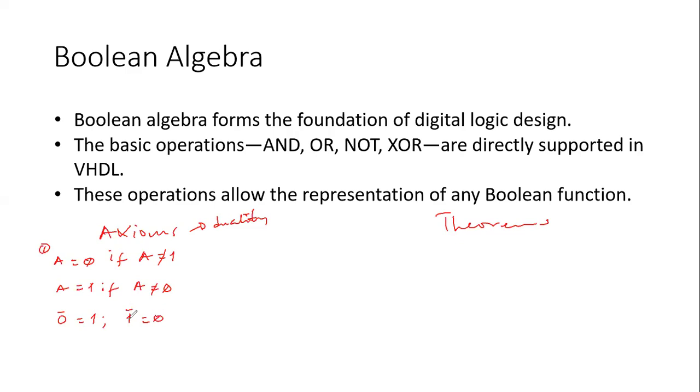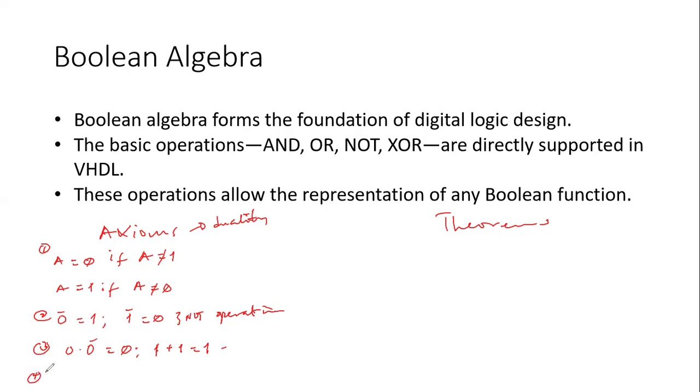This axiom is the NOT operation, this is the complement. The third axiom states that the product of 0s is the same as 0. In the same way, the sum of 1s by duality is the same as 1. This is the AND operation, and this is the OR operation.